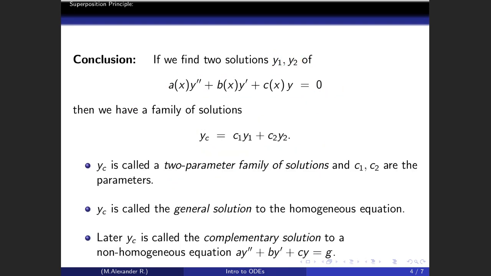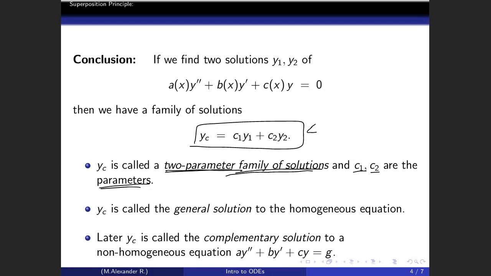All right, so just a little bit of terminology here. This function that we have, the linear combination of y1 and y2, is also called a two-parameter family of solutions, and the numbers c1 and c2 are called the parameters. That's what we call it, a two-parameter family of solutions.